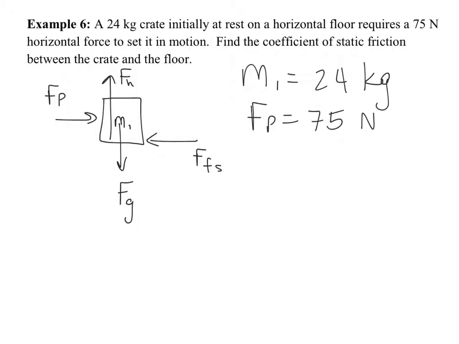To indicate that this object is not really moving right now, okay? Anything less than 75, like 74.9, it's still not moving. As soon as this person gets to 75 newtons, it starts to budge. It just starts to move.